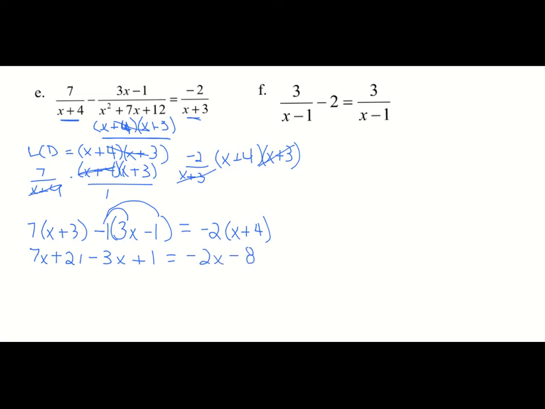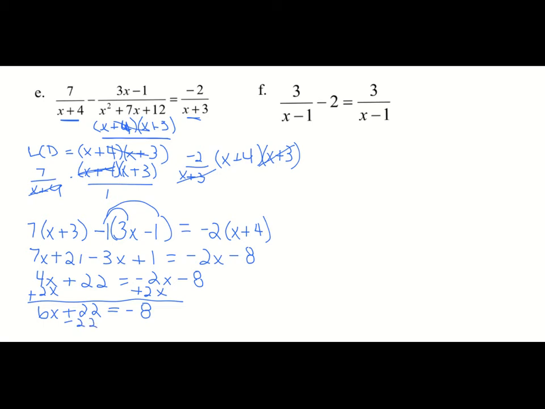Let's combine like terms on the left-hand side. So 7x minus 3x will give me 4x. 21 plus 1 will give me plus 22 equals negative 2x minus 8. And again, here I will add 2x to both sides to combine my x's. So I get 6x plus 22 equals negative 8.